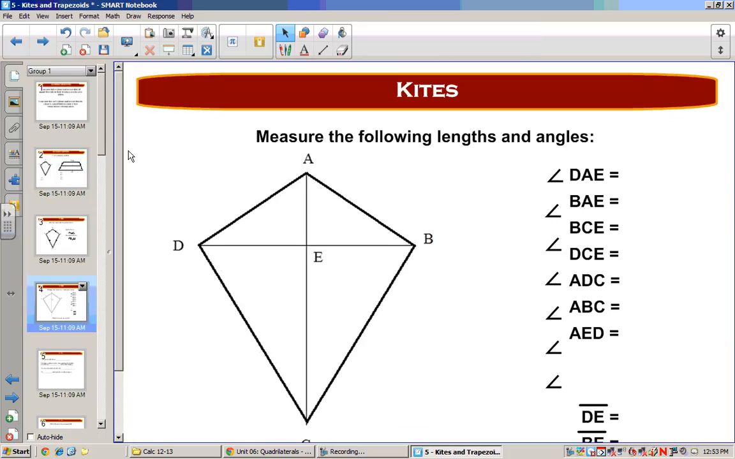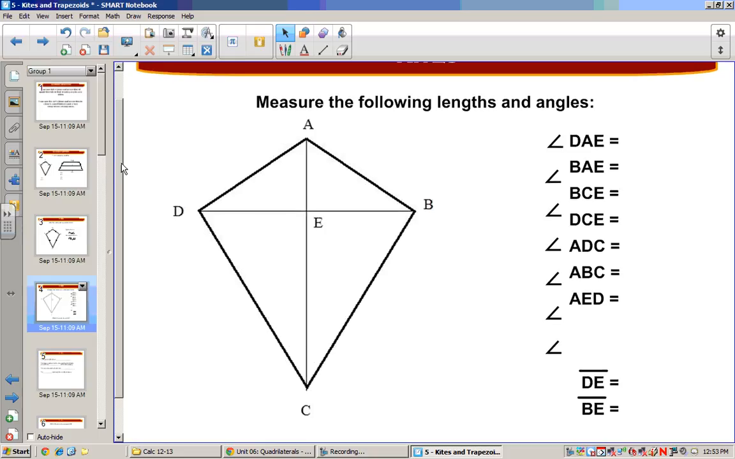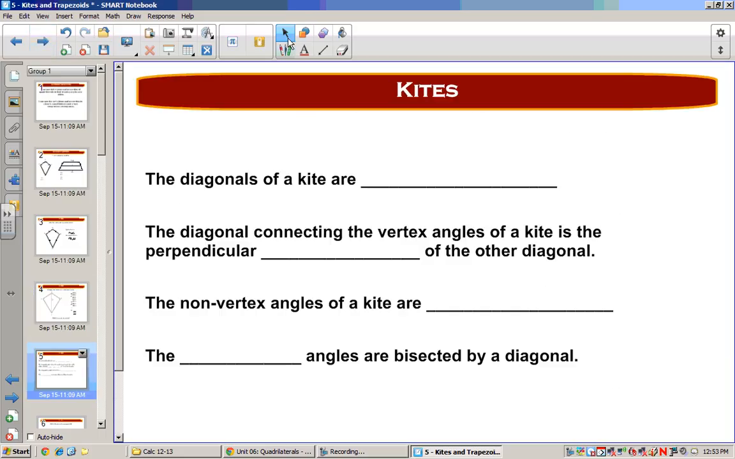So if we keep rolling on this, we could take some time and measure out all of these things if we were in class. But right now, we're not going to take the time. We're just going to jump right to the properties. The first property that you'll notice is the diagonals of a kite are perpendicular. Then you'll notice that the diagonal connecting the vertex angles of a kite is the perpendicular bisector of the other diagonal. And the non-vertex angles of a kite are congruent.